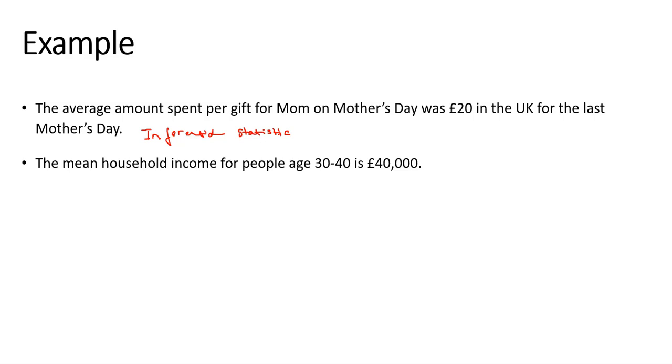Okay. How about the mean household income for people aged 30 to 40? What do you think about this? This is, again, inferential statistics, as you cannot ask every person aged between 30 and 40 how much money they earn. You create a sample, you use the sample to get information, and then you generalize it. This is inferential statistics.